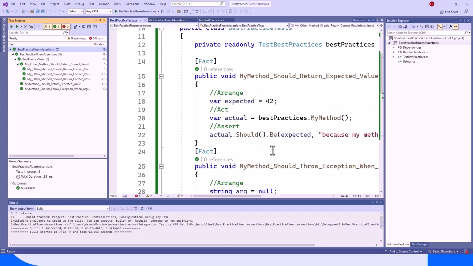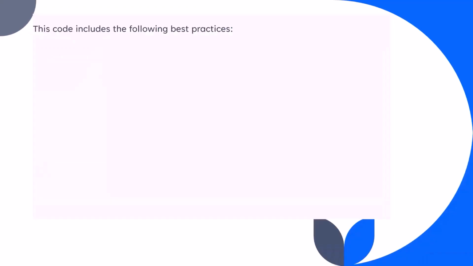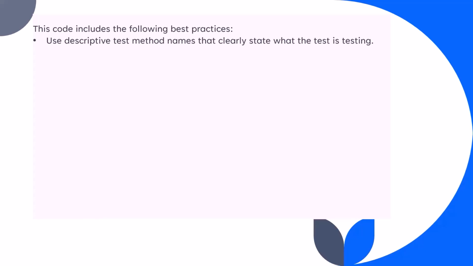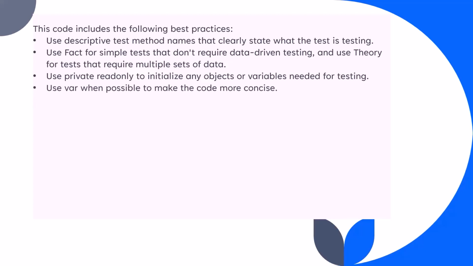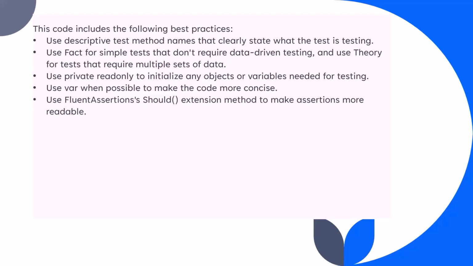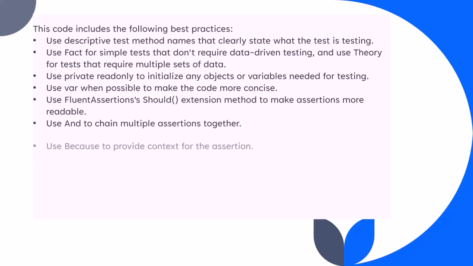So that's it. In this class, we have seen the following best practices. This code includes the following best practices. Use descriptive test method names that clearly state what the test is testing. Use Fact for simple tests that don't require data-driven testing and use Theory for tests that require multiple sets of data. Use private readonly to initialize only any objects or variables needed for testing. Use var when possible to make the code more concise. Use FluentAssertions Should extension method to make assertions more readable. Use And to chain multiple assertions together. Use Because to provide context for the assertion.